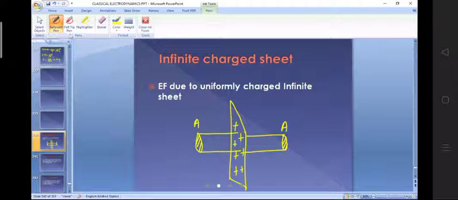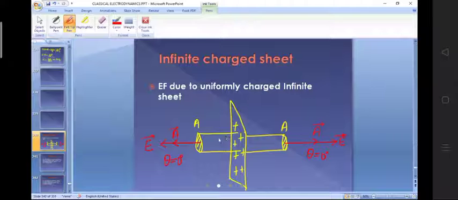Now you see the direction of the electrostatic field. Obviously, the electrostatic field will be in this direction, and this area vector will also be in the same direction. So the angle here is equal to 0 degrees. The electrostatic field at this point is away from the sheet, and the area vector is also in the same direction, so the angle here as well is equal to 0 degrees.